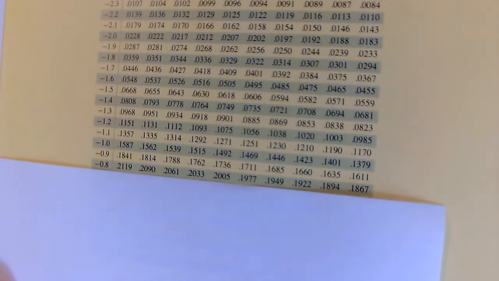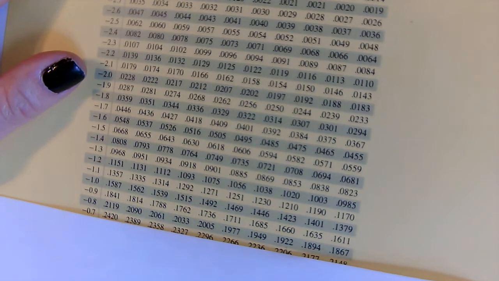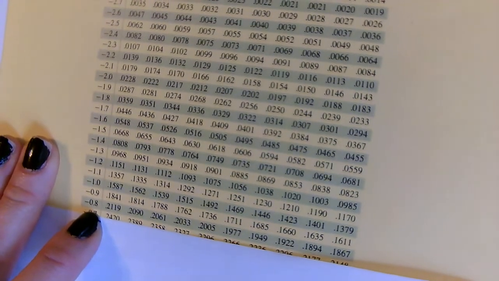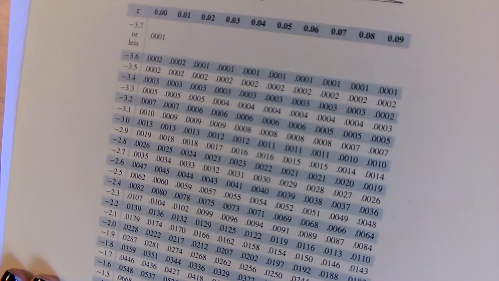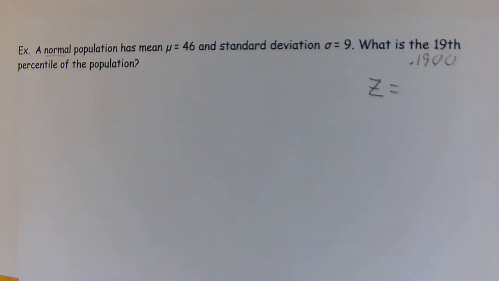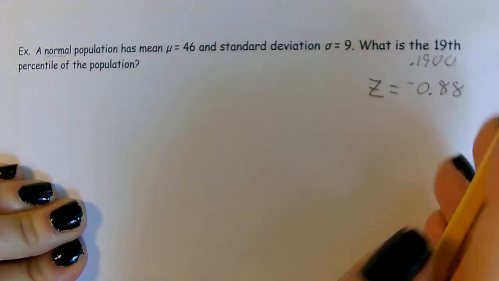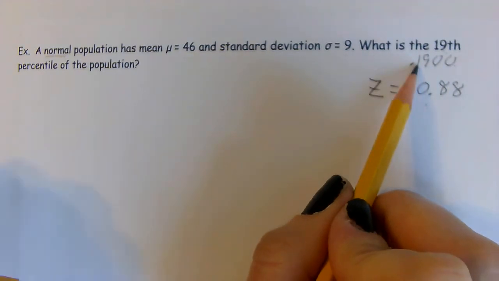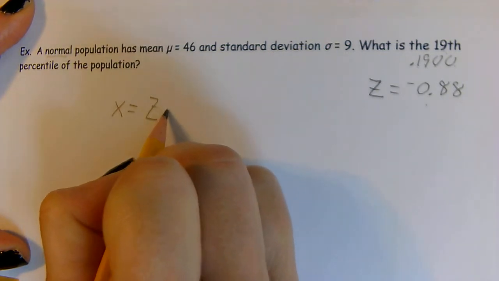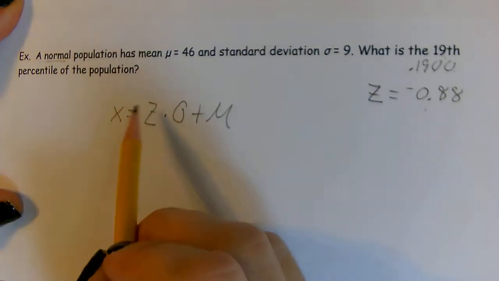So I'm going to read the z-score that goes along with this. Negative 0.8, and I'm in the second to last column, so it'll be 8. So we found negative 0.88 to be the z-score that is closest to this area under the curve. Then we have our formula, solve for x.